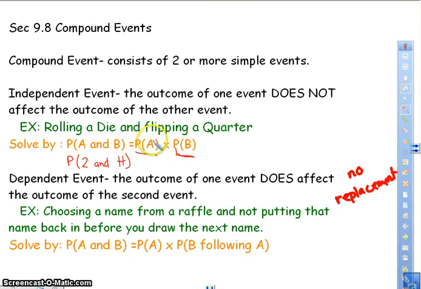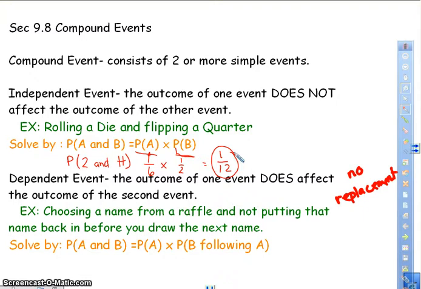The probability that I'm going to roll a 2 would be 1 out of 6, times the probability that I flip heads, which once again has nothing to do with what I roll, and that would be 1/2. Then you're just multiplying fractions. 1 times 1 is 1. 6 times 2 is 12. The probability you will roll a 2 and flip heads on your quarter would be 1/12. That's how you figure an independent event.